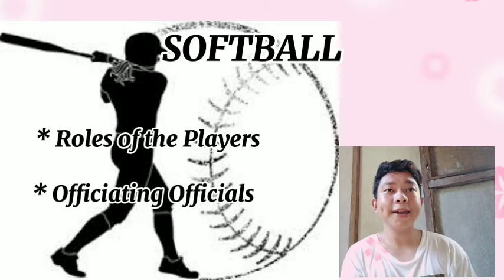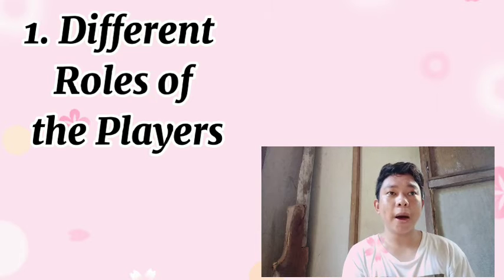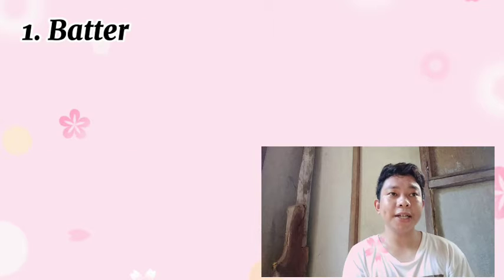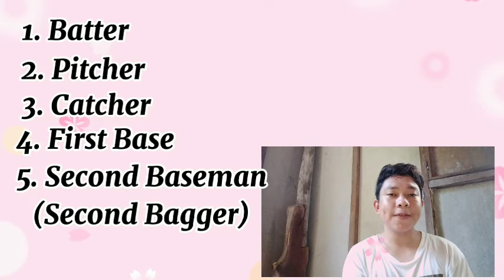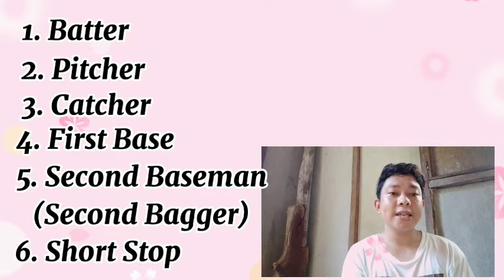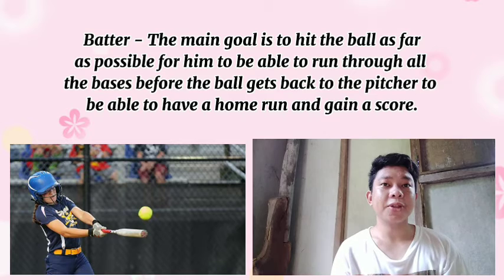Hello, good day everyone. For today's video, we will be talking about softball, including the different roles of the players and the officiating officials. First, let's talk about the different roles of the players. So we have first the batter, second is the pitcher, third is the catcher, fourth is the first base, fifth is the second baseman or the second bagger, sixth is the shortstop, seventh is the third baseman, and the last is the outfielder. So first, batter.